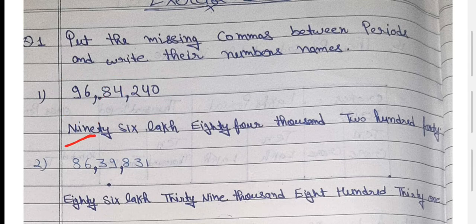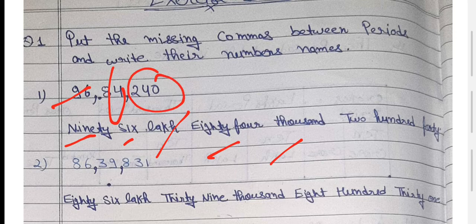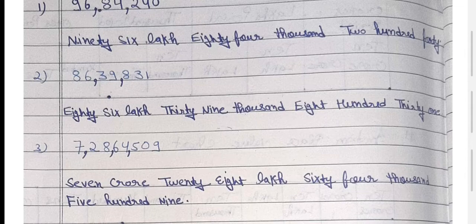So you have to write here 96 lakh, 84 thousand, 240. It is your answer. Now come to the next number.